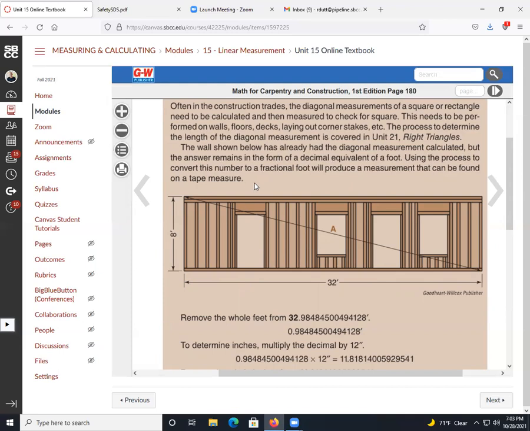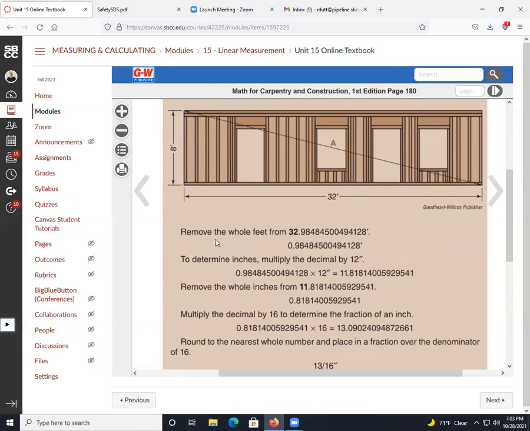Using the process to convert this number to a fractional foot will produce a measurement that can be found on a tape measure. So let's convert this whole 32 feet, 0.984845. So that's the long decimal number this took it out to. I'm sure a calculator did.